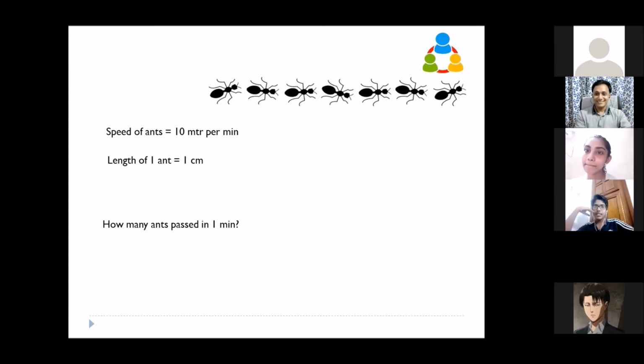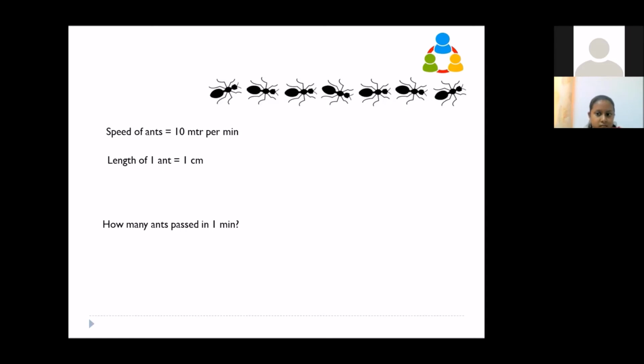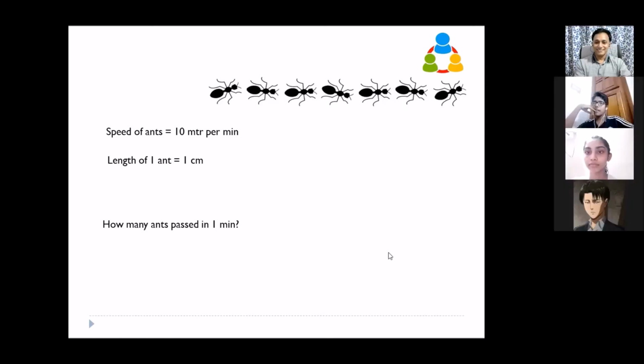Wait, 1 meter is like 100 centimeter, right? So 10 meter is, yeah, he's right, 100 into 10. Actually, he got the picture right.